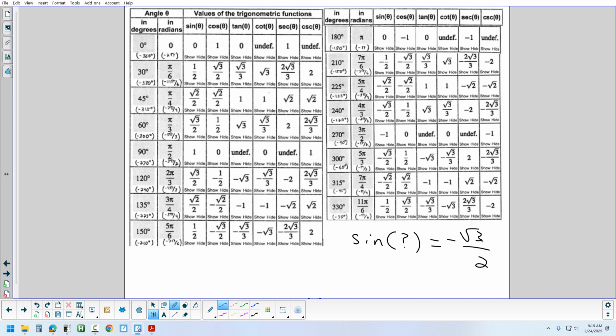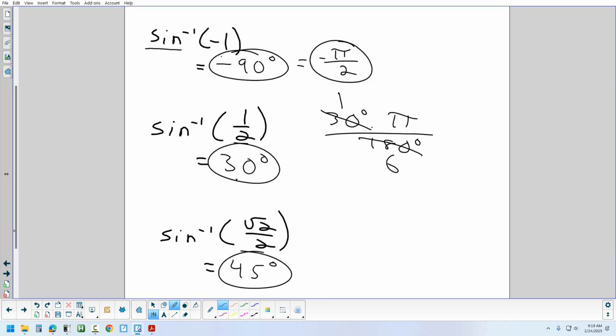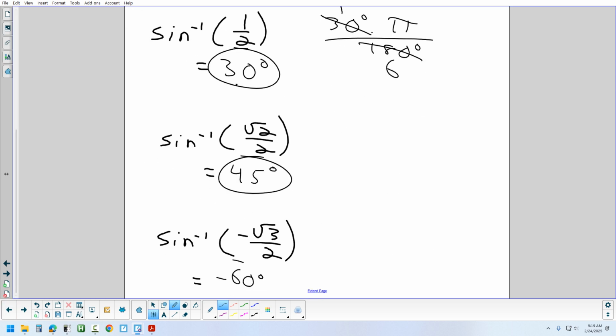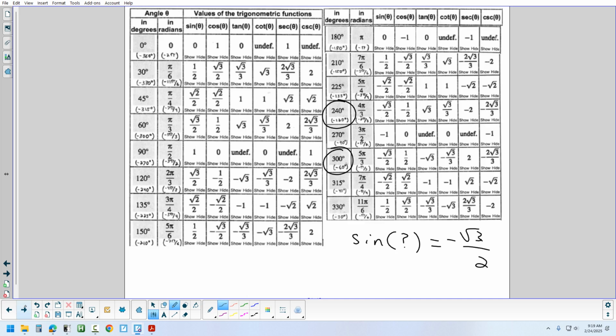240. And anywhere else? 300. So now you've got 4 numbers you're looking at: 240, negative 120, 300, negative 60. Which one of those are we going to write down? Negative 60. Right, we have to stay between negative 90 and 90. Or let's just practice in radians. What would we put in radians? Yep, that would be negative pi over 3.